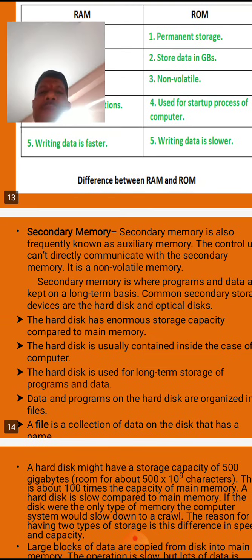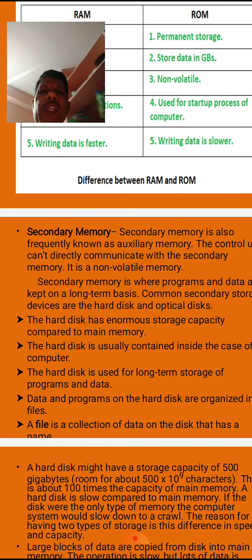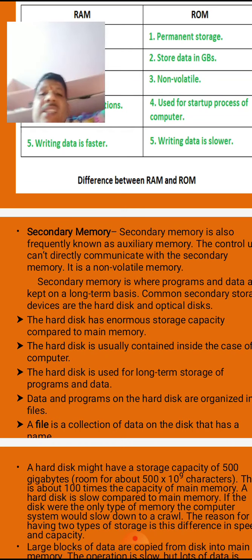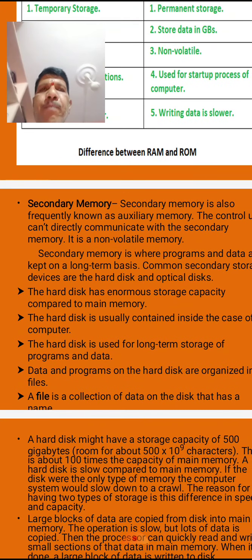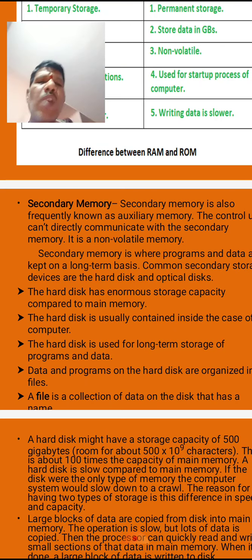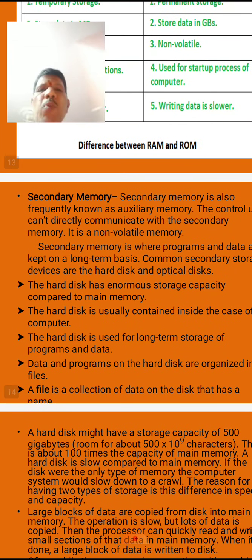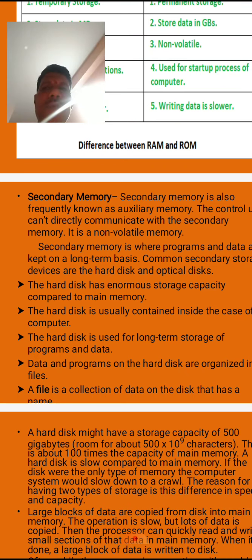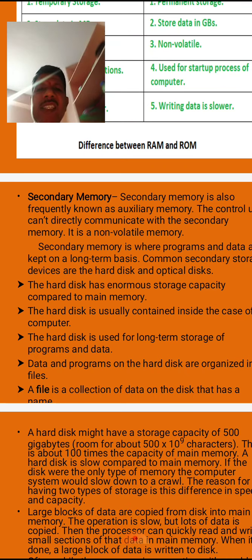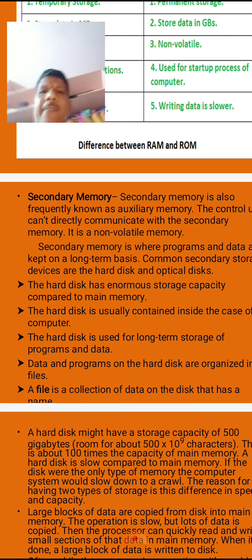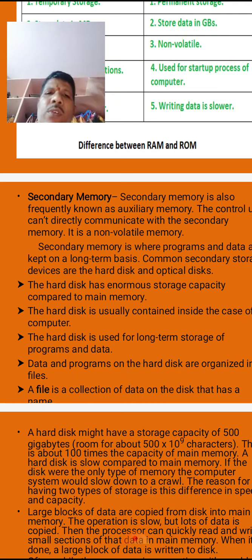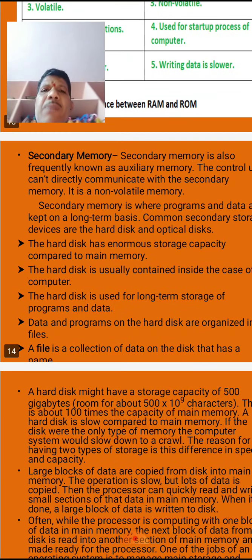The best example for secondary memory is the hard disk. The hard disk has enormous storage capacity compared to main memory. That means it has a much larger storage capacity. The hard disk is usually contained inside the case of a computer, in the CPU box, fitted in its compartment. The hard disk is used for long-term storage of programs and data.